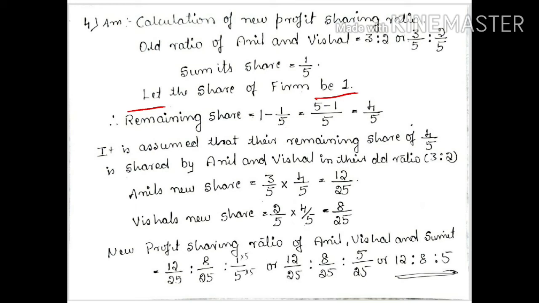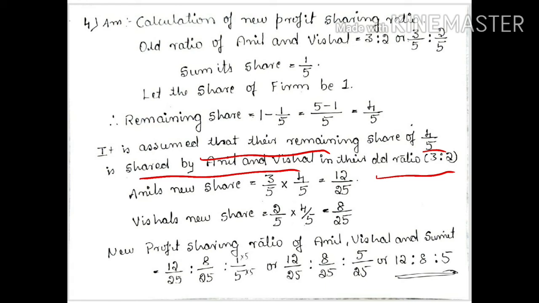Next, assumption. It is assumed that their remaining share of 4 by 5 belongs to old partners. That remaining share is shared by Anil and Vishal in their old ratio. That share is distributed between old partners in their old ratio 3 is to 2.